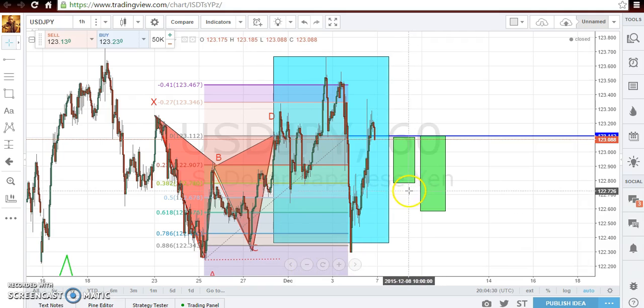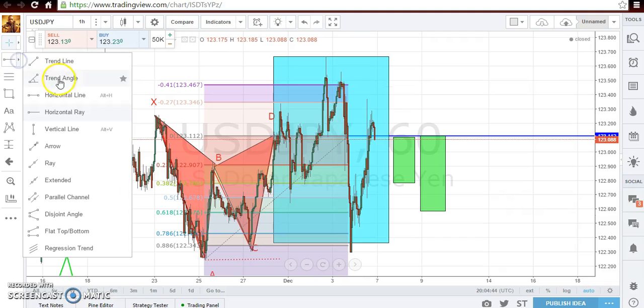Now, when it comes to stop loss, it's different with a lot of traders, but there's a general way of doing it. The general rule says that if you're trading a bearish Gartley pattern, your stop loss has to go somewhere above X. So anywhere above X, you can place your stop loss right there.